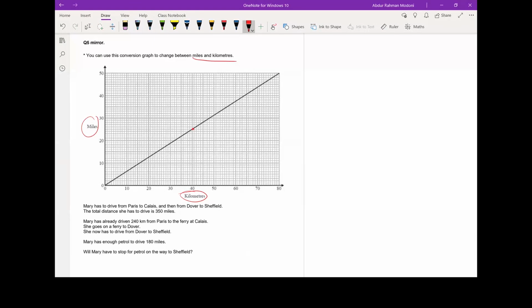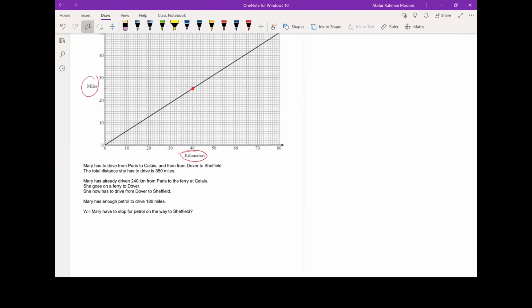If I got there, from 40 kilometers, it's exactly the same as 25 miles. 40 kilometers is equal to 25 miles. I can see that there. So can we do that? Yeah, I can actually use that point and write down 40 kilometers is equal to 25 miles.